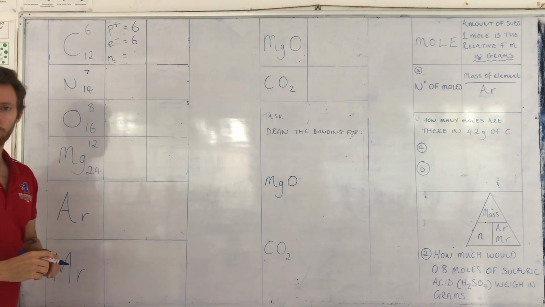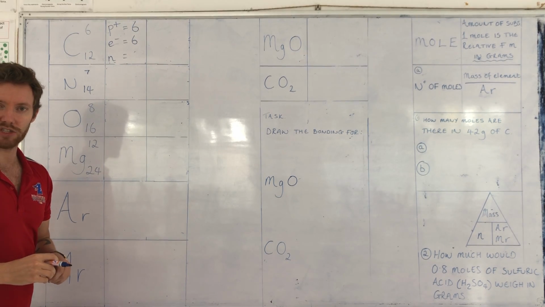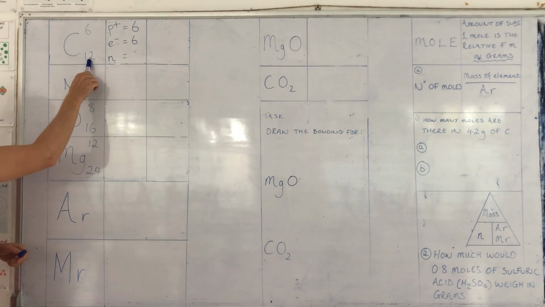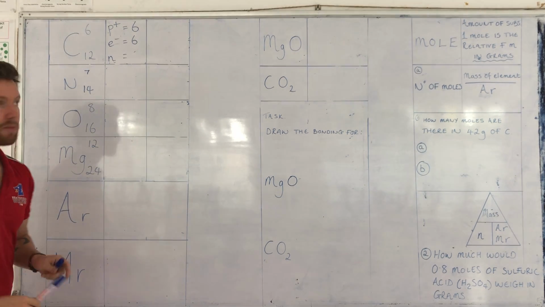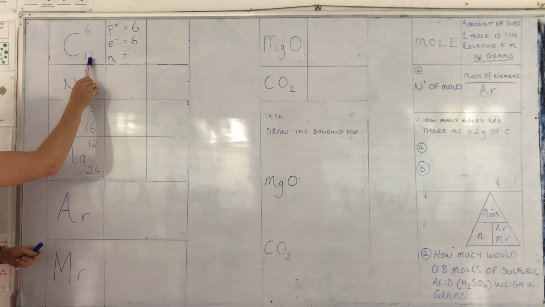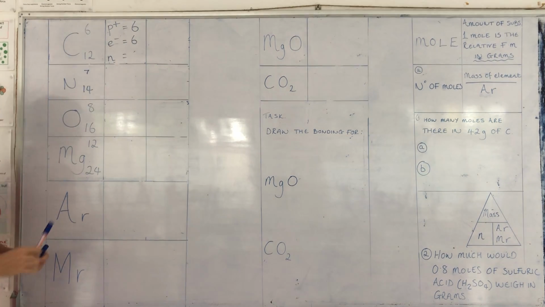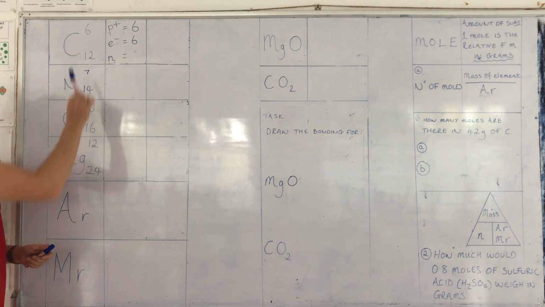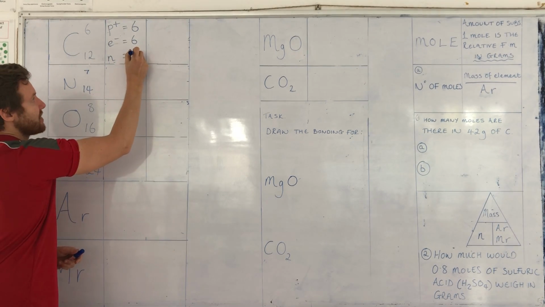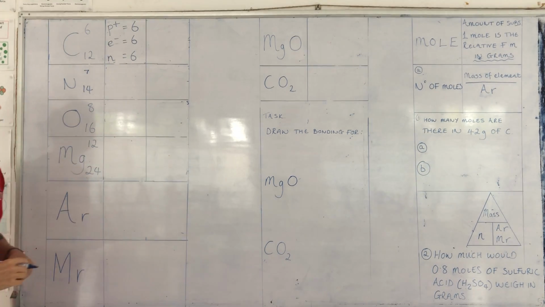And the number of neutrons, just remember this calculation, neutrons is big number minus small number. Let's improve that terminology: the atomic mass minus the atomic number. It's not a difficult calculation. 12 minus 6 is giving us 6, okay?